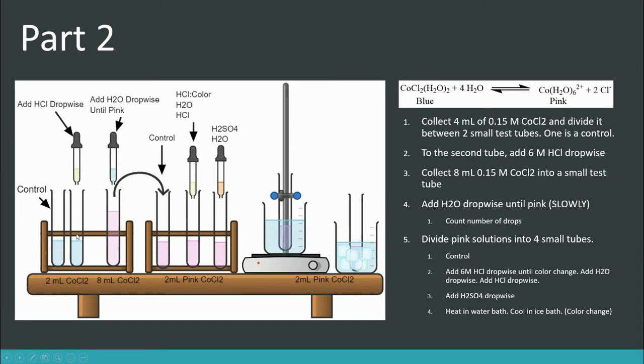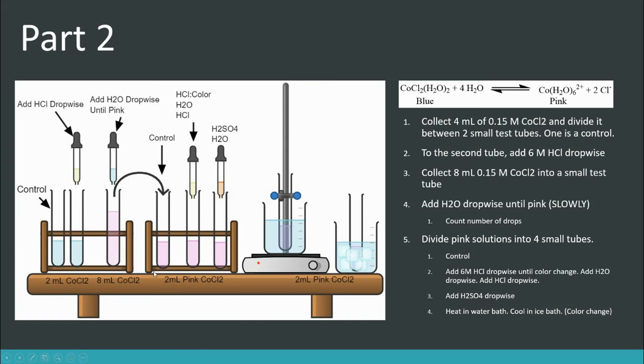Simple enough. We are then going to get 8 milliliters of cobalt chloride and we're going to add water until we notice a pink color change. And what we're doing over here is this reaction right here. We're adding water to our cobalt chloride and we're adding even more water to the structure, and that causes a change. It makes it pink. We're going to take this 8 milliliters and we're going to split it into 4 different test tubes. 1, 2, 3, 4. These are both the same test tubes.